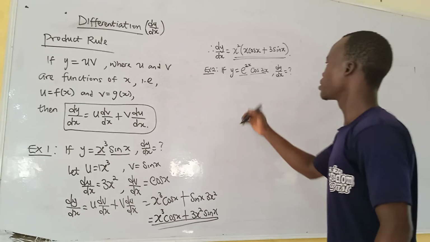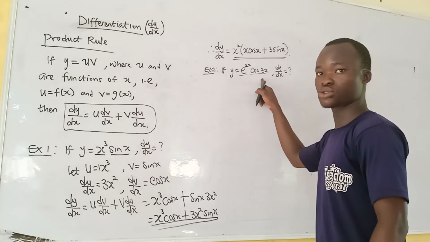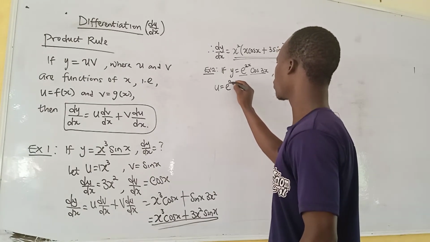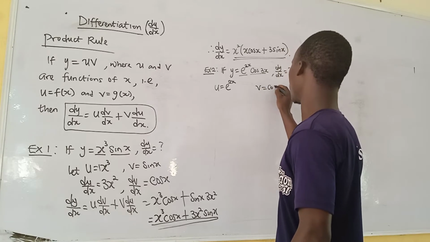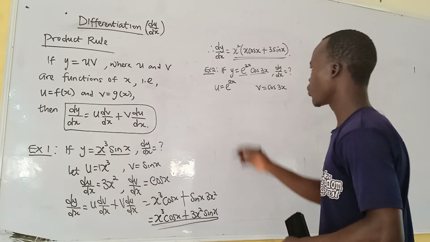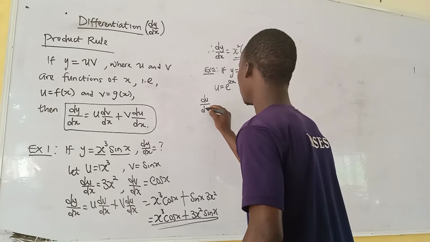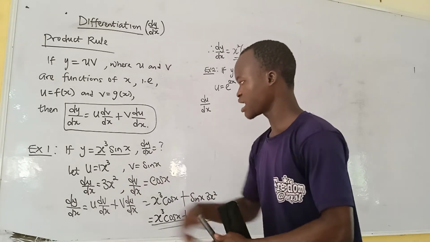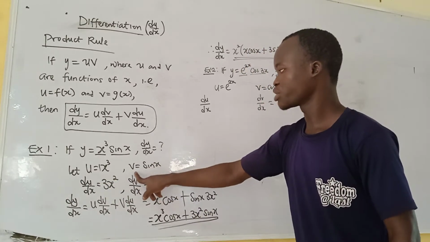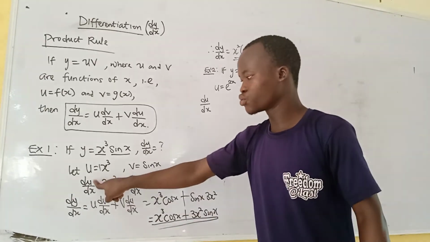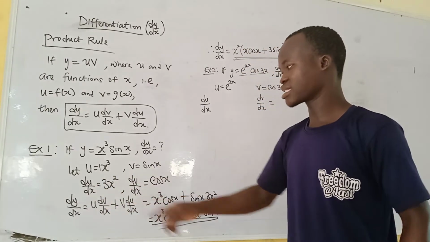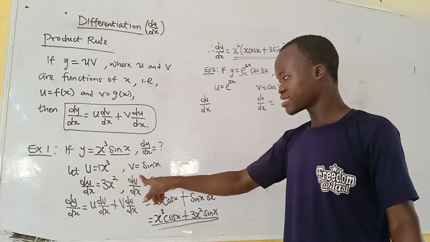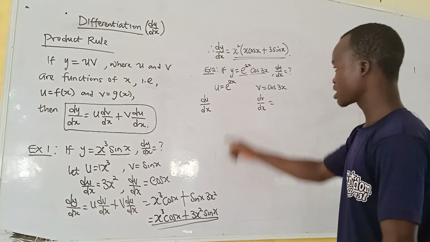So what do we do? We select one to be equal to u and the other one to be equal to v, like we did here. Now we say u equals exponential 2x and v equals cos 3x. Now we need to get du dx, and here we need to get dv dx, like we did here. After letting u be equal to the first one and letting v be equal to the second one, the next thing is to find du dx, and the next thing is to find dv dx. But you can see in the process of finding du dx here, we didn't use chain rule, and in the process of finding dv dx here, we didn't use chain rule. But here we are going to use what?